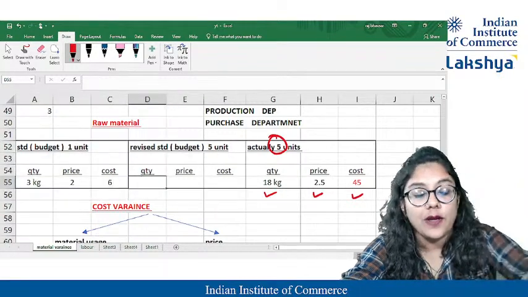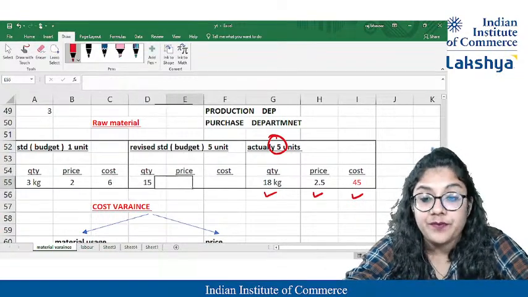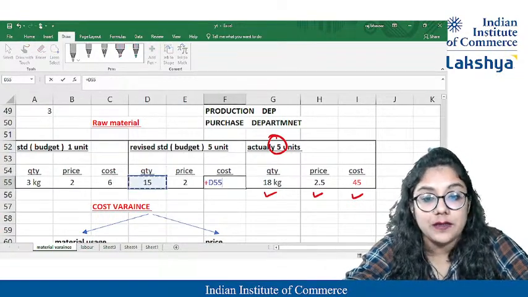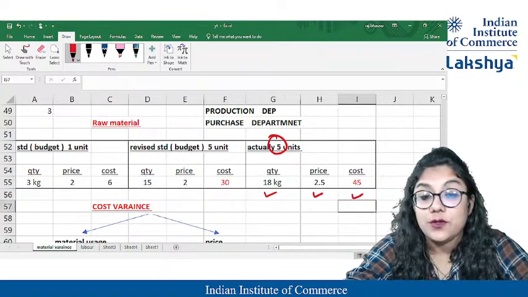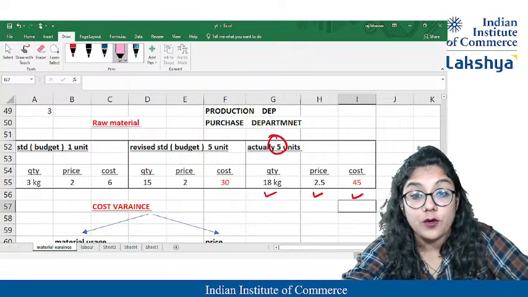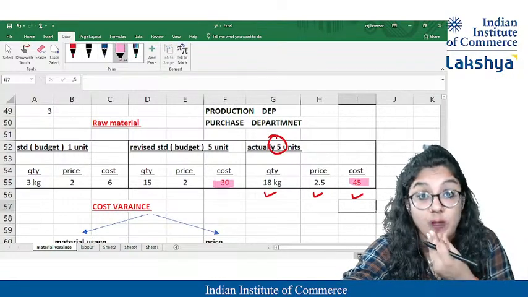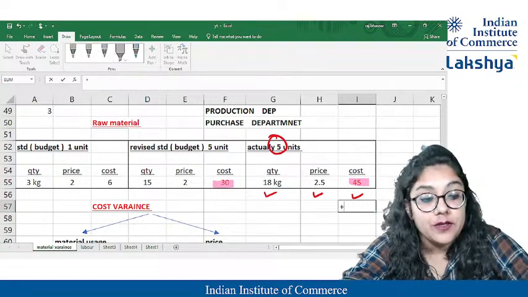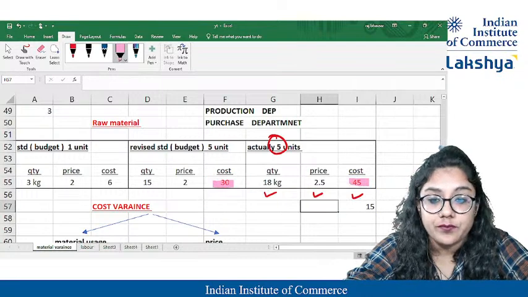So what is your quantity? For 1 unit it is 3, for 5 it is 15, price of 2, and your cost needs to be 30. See guys, I'm making it constant so it is easy. So I really wanted a cost of 30 but it eventually went to 45. Oh my god. Ma'am, so extra cost of 15. Yeah. So it's a loss of 15.